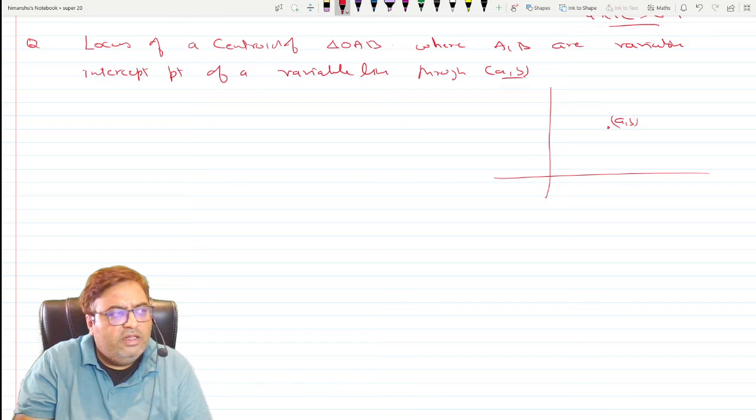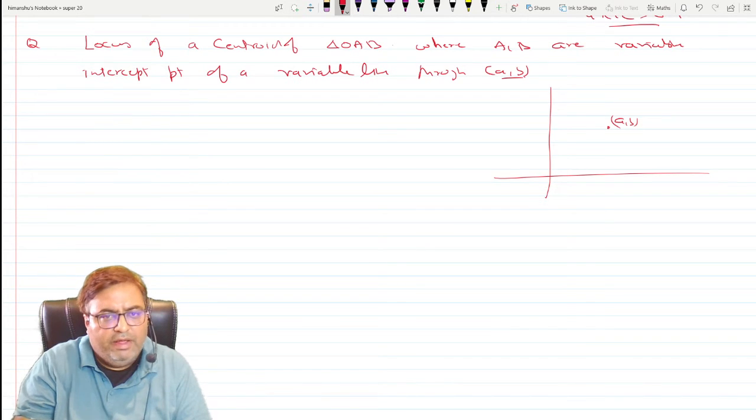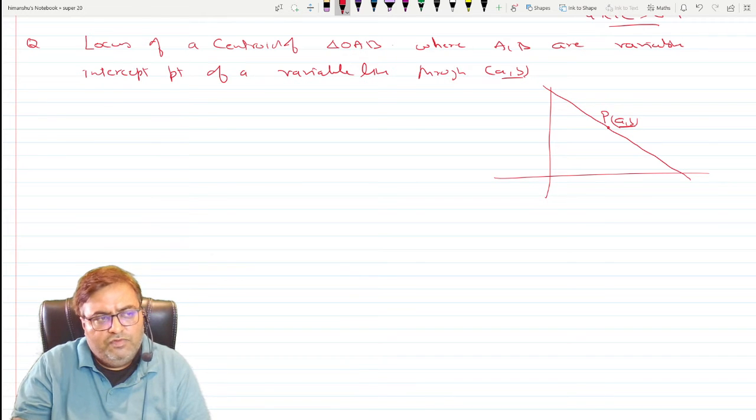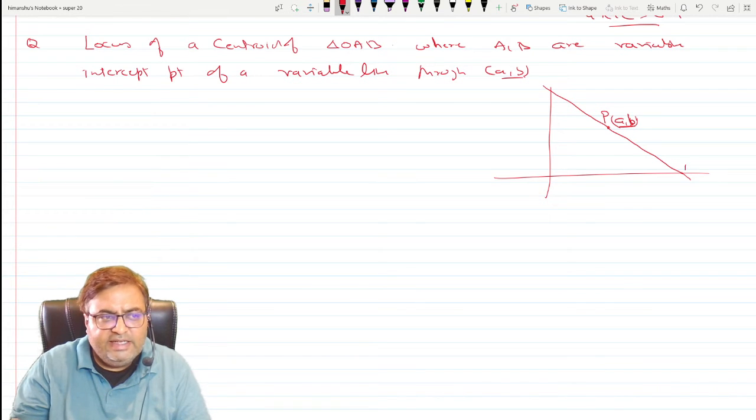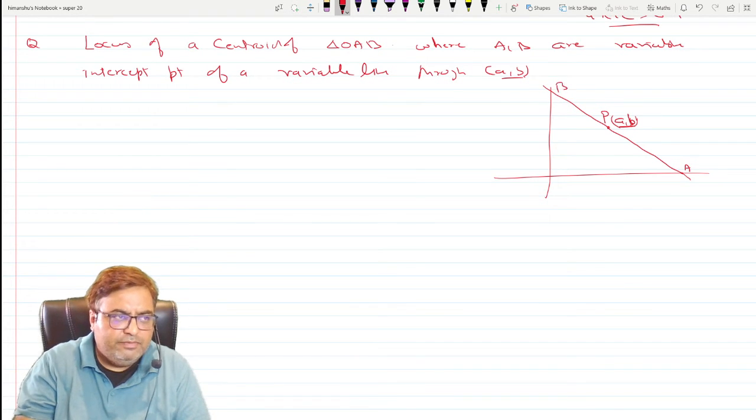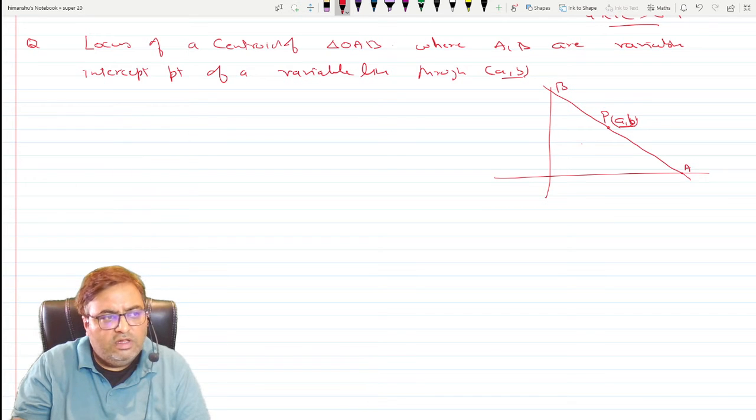A and B are the variable intercept points of the variable line through (a, b). There is a variable line passing through (a, b), a point P which has coordinates a and b. Now there can be infinite lines which will pass through (a, b). So these intercept points A and B are not fixed. So we are looking for the locus of the centroid of this triangle OAB.